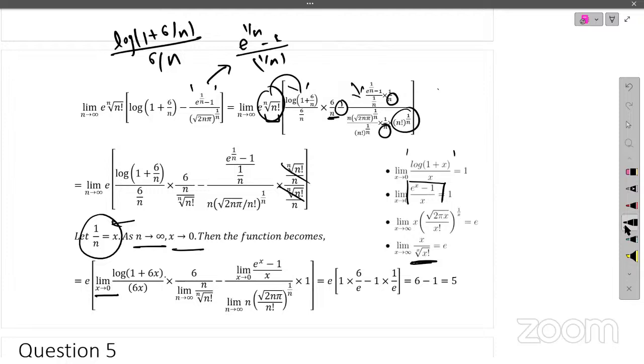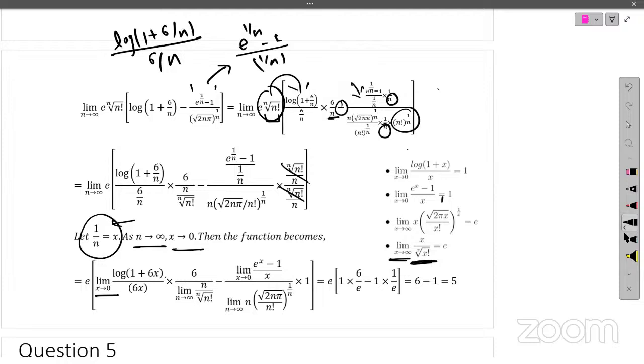Why are we doing that? Because the limits are given in the form of x goes to 0, but we want it in the n goes to infinity form. So we want to convert the n goes to infinity form into x goes to 0. That's why I use one substitution here. Now here also we have the same, but in the fourth limit we have x goes to infinity, so we won't change it. We'll leave this as it is.